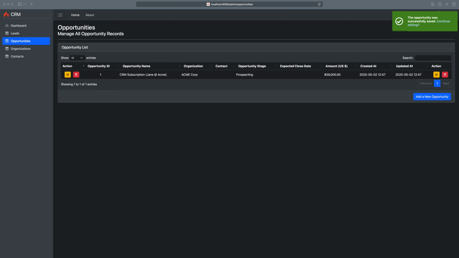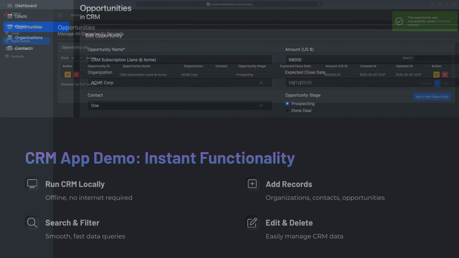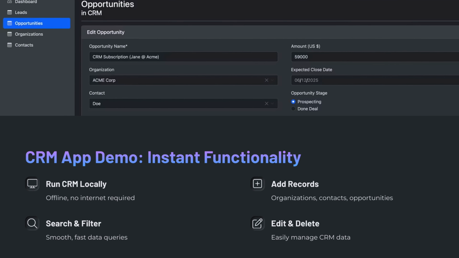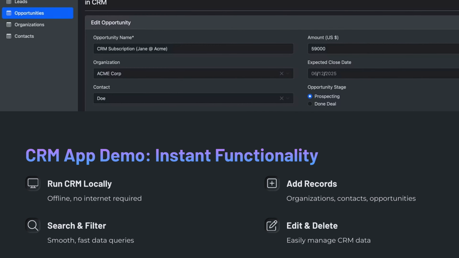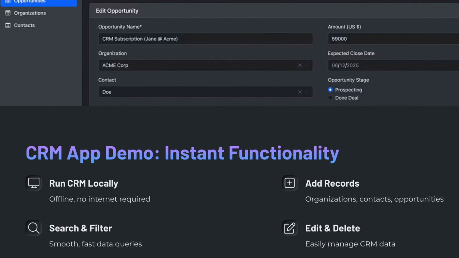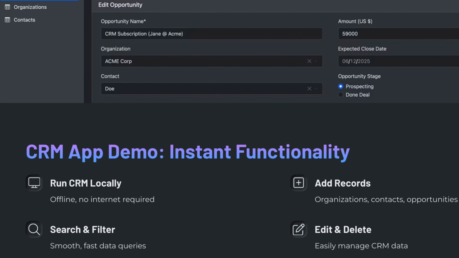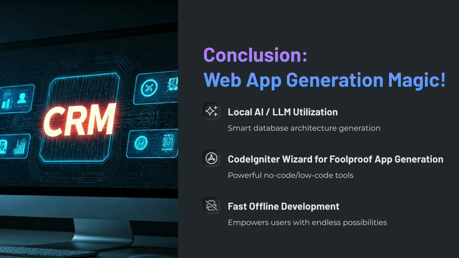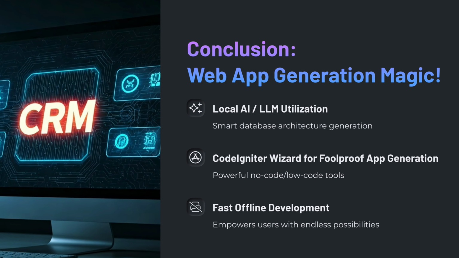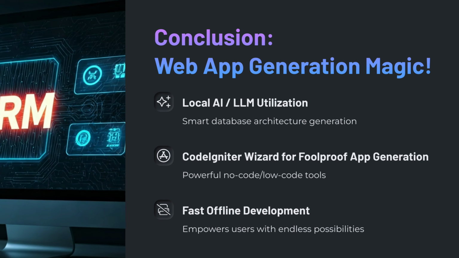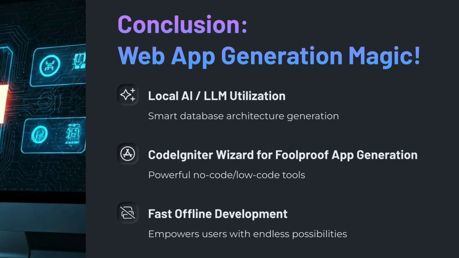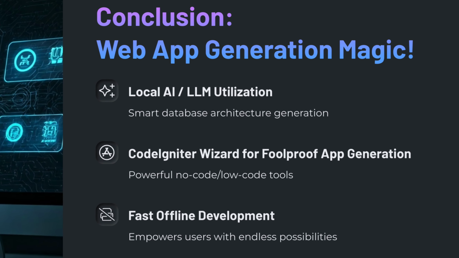In this brief demo, we've transitioned from generating a database schema with a local LLM to launching a fully functional CRM app powered by CodeIgniter Wizard. From leads to deals and from tasks to opportunities, this low-code approach accelerates both development and iteration. Combine it with local AI and you've got a workflow that's fast, private, and incredibly efficient.